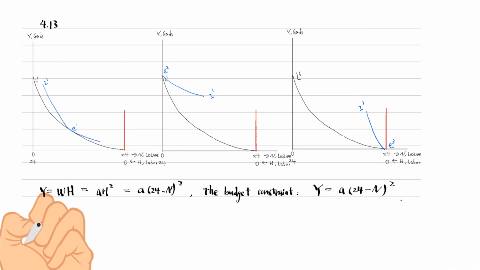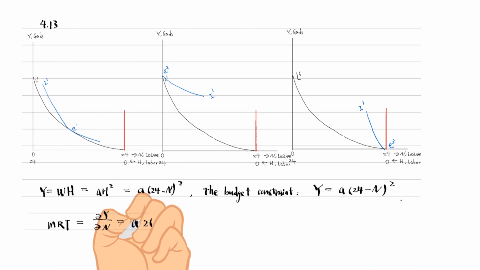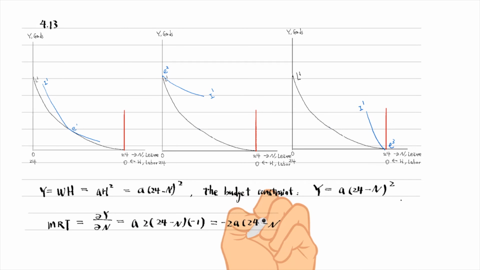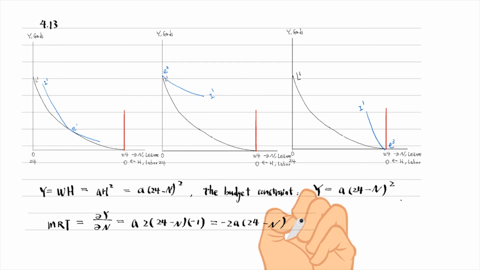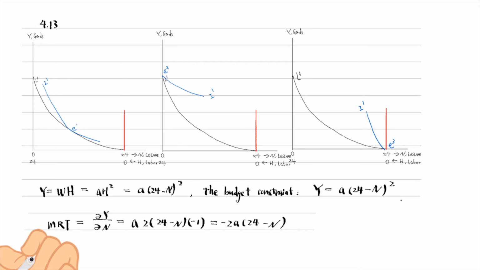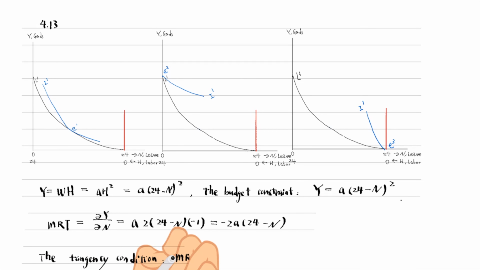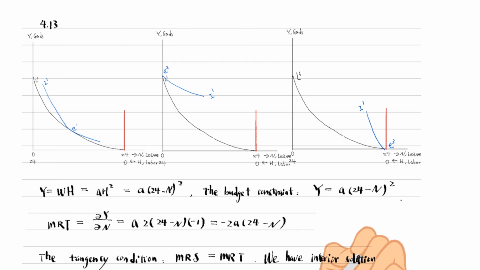Its slope is partial y over partial n, which is a function of leisure n. As leisure increases, the size of the slope becomes smaller and smaller. The budget constraint is convex to the origin. Suppose his indifference curve is also the usual shape, convex to the origin. The tangency condition for an interior solution is the marginal rate of substitution equals the marginal rate of transformation.